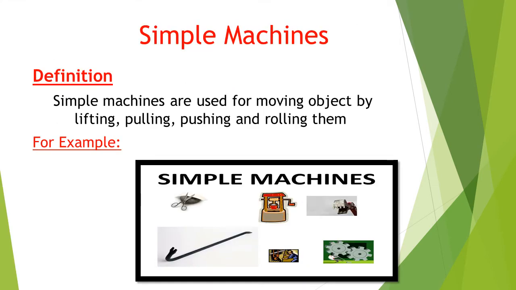Okay, let's move toward the definition of simple machine. Simple machines are used for moving objects by lifting, pulling, pushing and rolling them. For example, scissors, pulley, crane, lever and wheel and axle. All these are simple machines, and they are used for lifting, pulling, pushing or rolling any object.